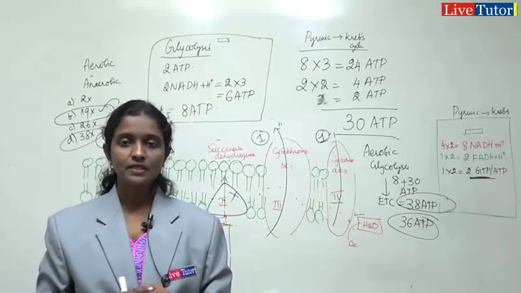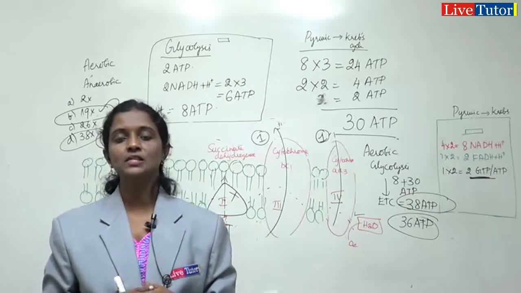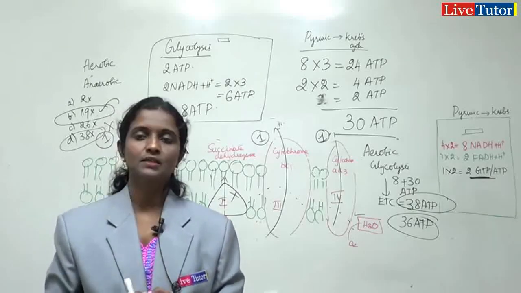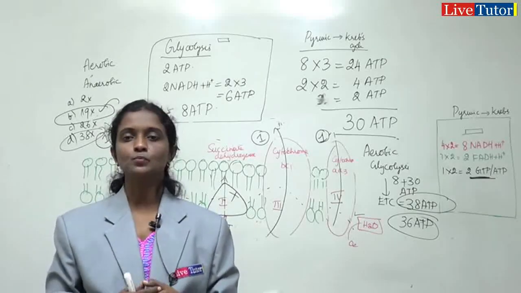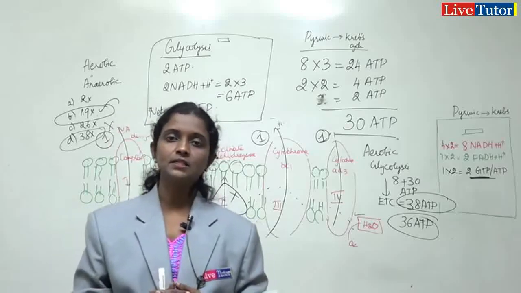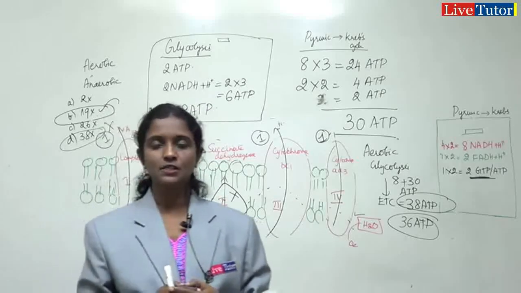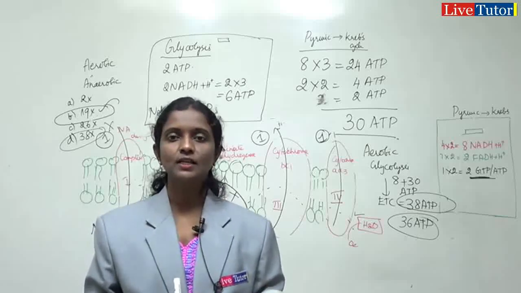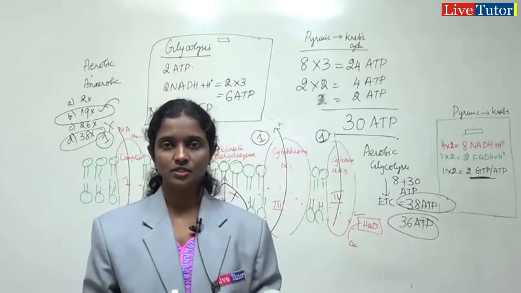formation in oxidative phosphorylation. In our next class, we will see what happens in a plant: photophosphorylation. How does photophosphorylation take place in plants? And also we will see the light and dark reaction, C3 cycle, C4 cycle, and crassulacean acid metabolism in our next session. Thank you.